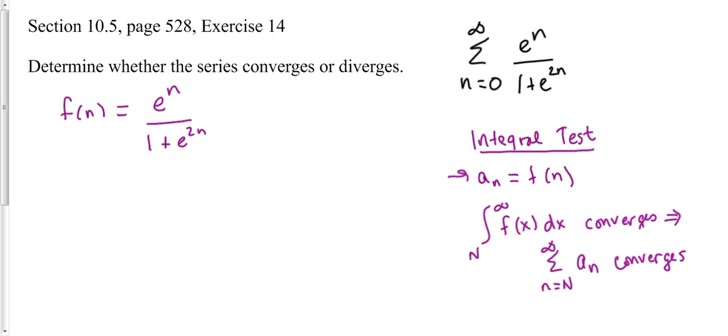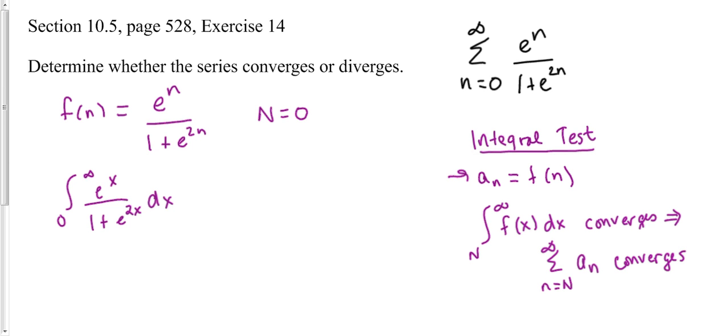Recall that f must be continuous, positive, and decreasing. And so we're going to allow our capital N to be equal to 0 because our function will be continuous, positive, and decreasing when we are bigger than capital N equals 0. So now we're going to write our integral from 0 to infinity of e to the x over 1 plus e to the 2x dx.